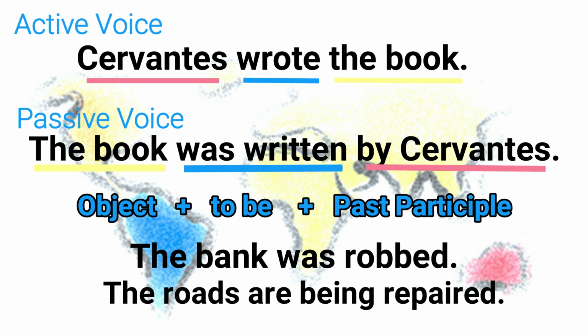And the reason that the passive voice is often used in the news is because we don't know who did the action, or frankly, we don't care. For example, who robbed the bank? A criminal, a thief, but we may not know. Same with the roads are being repaired. We're focusing on the action, not who is doing the action.